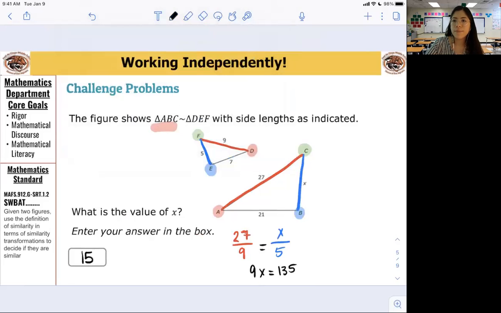15. Here we did big over small, but you could have done it completely differently. As long as you make sure everything's consistent. That's the most important thing. So maybe you did it this way. Maybe you did 9 over 27 equals 5 over x. Or maybe you chose the other side. Maybe you did 21 over 7 equals x over 5, or upside down.